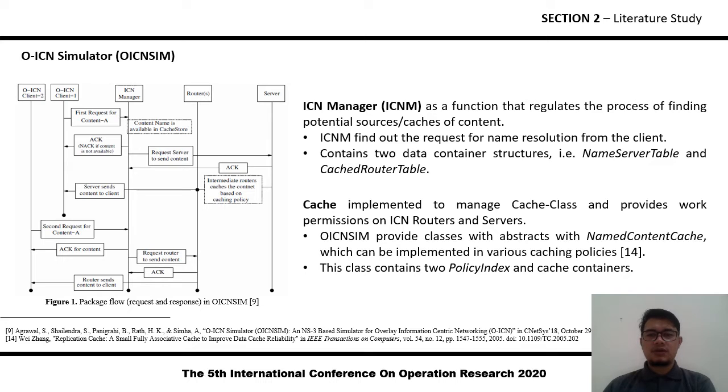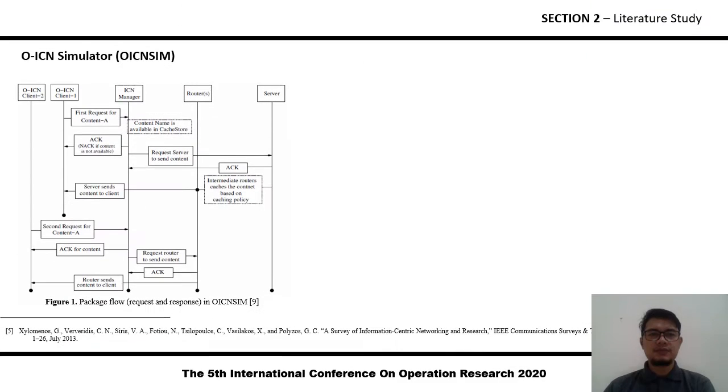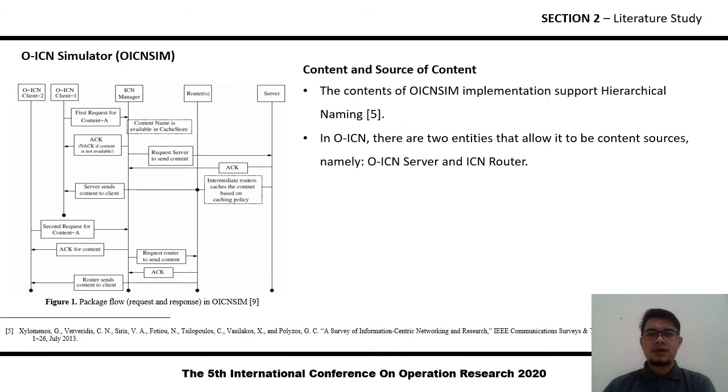OICN simulator provides classes with abstract name content cache which can be implemented in various caching policies. This class contains two things: policy index and cache container. Then there is content and source of the content. The content of OICN simulator implementation supports hierarchical naming.